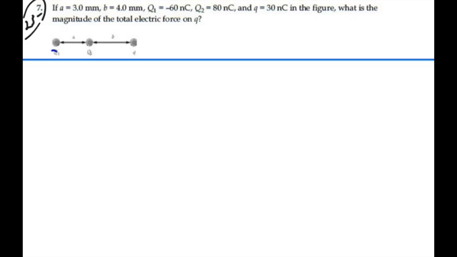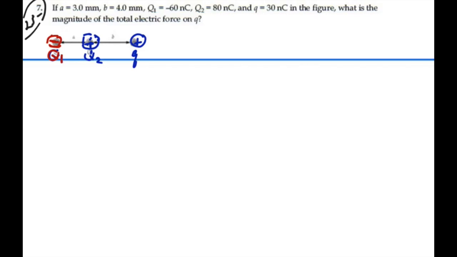So here's Q1, and Q1 is actually a negative charge. So I can draw it. Here's Q2. Q2 is actually a positive charge. And then little q is a positive charge.